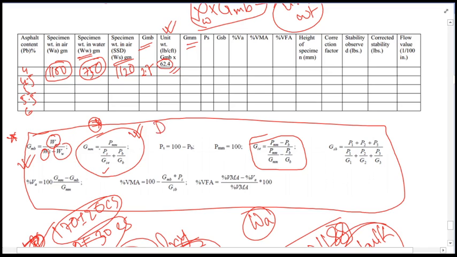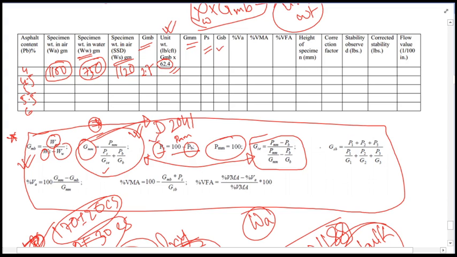Also, GMM can be obtained by the formula in D2041, and accordingly you can calculate GMM. This is a similar equation, just a transformation, nothing else. So PS is 100 minus PB, as 100 is PMM. So PS you will calculate by deducting the bituminous portion from the total PMM of 100%.